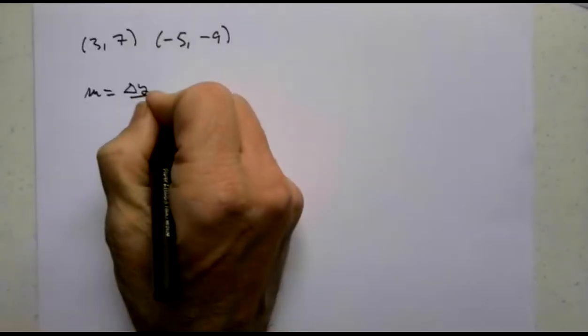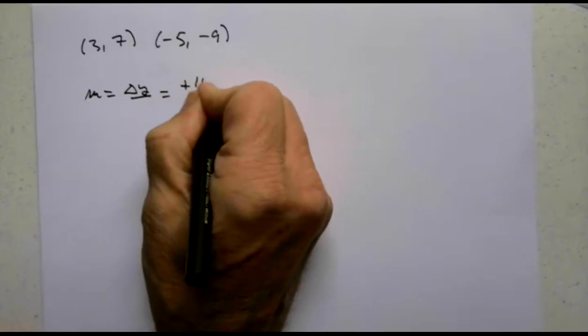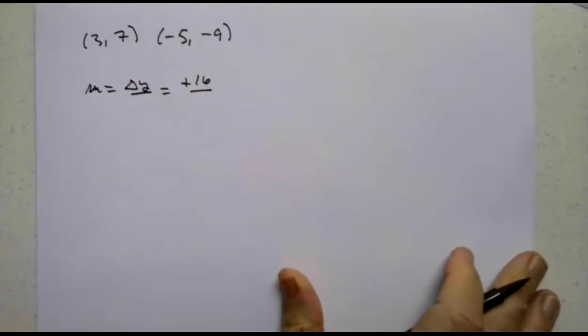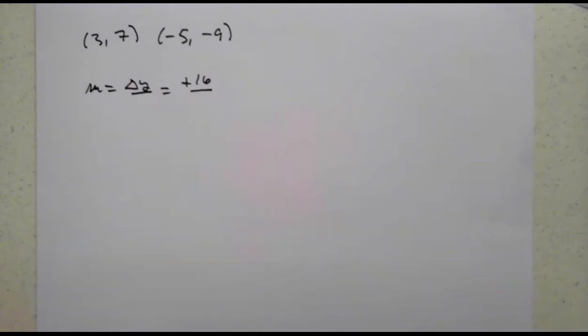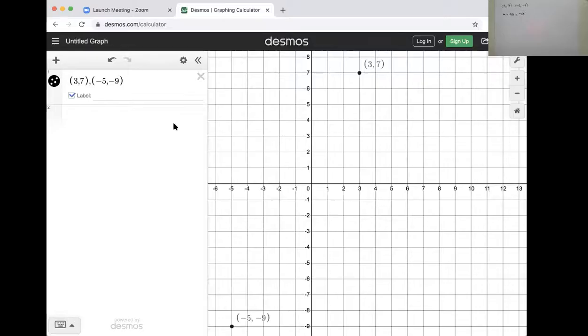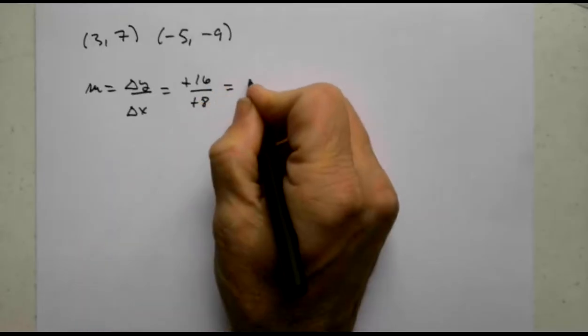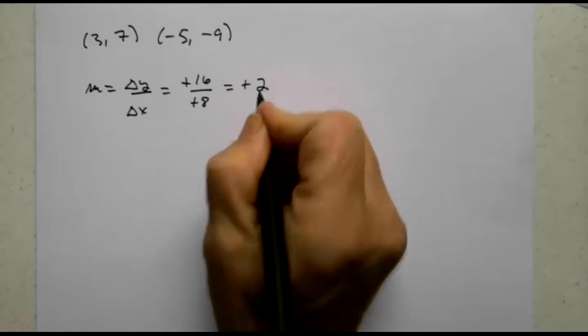So my change in y is plus 16 over the change in x. What is that going to be? Let's take a look at our picture again. So we rise 16. How far do we have to go over? Over 5 and then 3 more, over 8 more. So our change in x is plus 8. Putting that together, we get a slope of 16 over 8, which is plus 2.